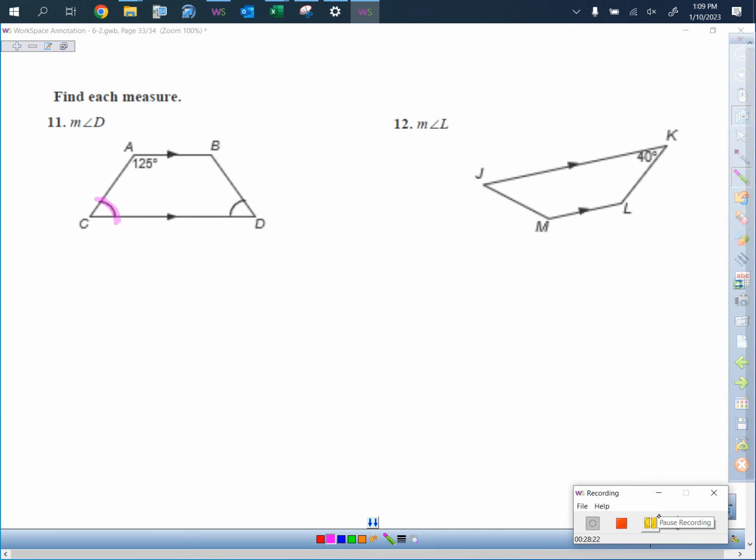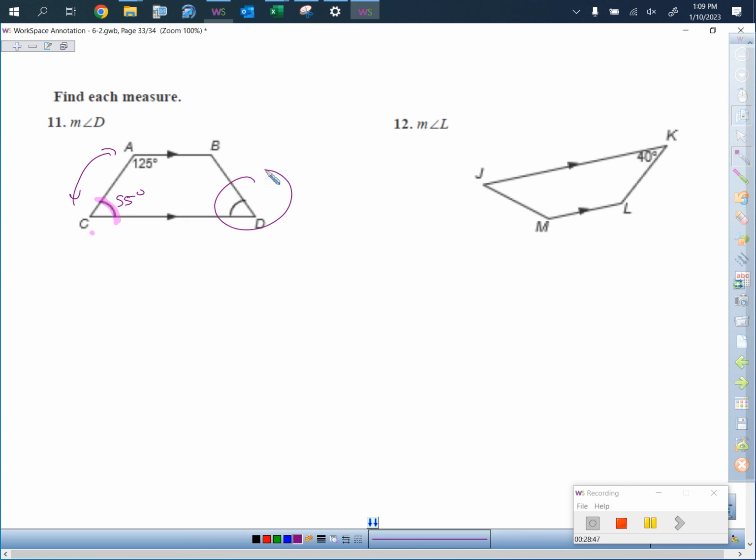What is the property of a trapezoid that we need to use here? That the consecutive angles between parallel lines are supplementary. So these are definitely right in a row, and they are between the parallel sides. If this is 125, how much is this? 55 degrees. Does that make sense? That we had to use the trapezoid's property. Awesome. Then, how much should this one be?